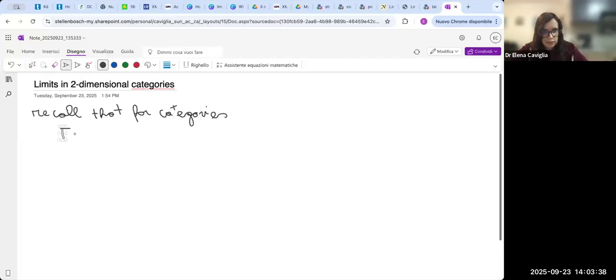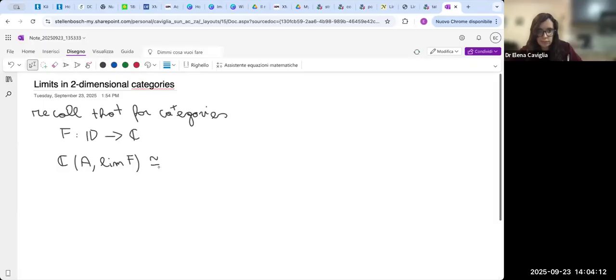if we have a functor F from D to C, where D is our diagram category, and we want to compute the limit of this functor, the property that we saw for the limit is that for every object A in the category C, we have a bijection between C(A, lim F) and this object that we said is the set of cones.